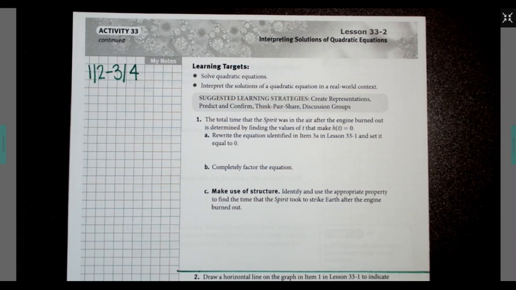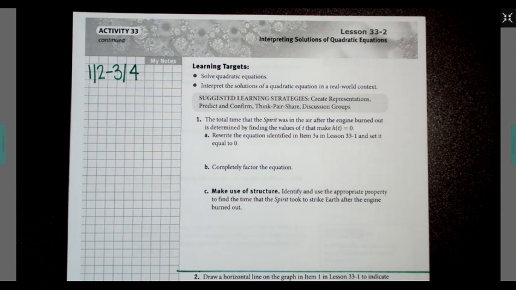Question 1 starts off. The total time that the Spirit was in the air after the engine burned out is determined by finding the values of t that make h of t equal 0. Rewrite the equation identified in item 3a in lesson 33-1 and set it equal to 0.